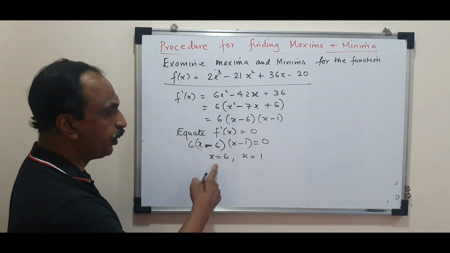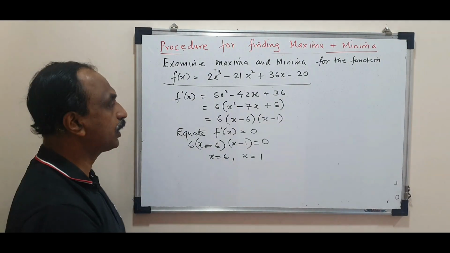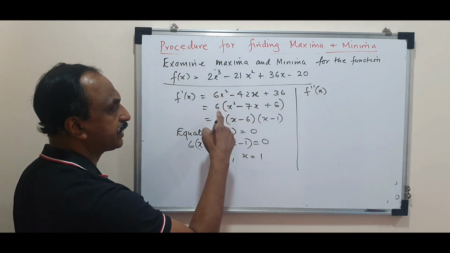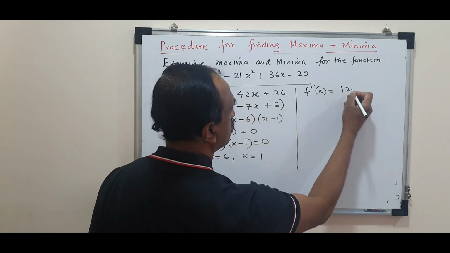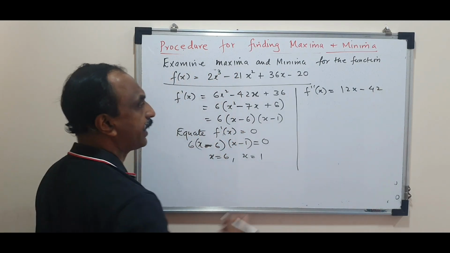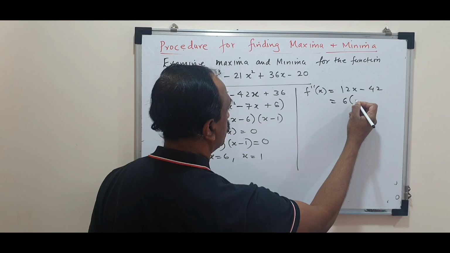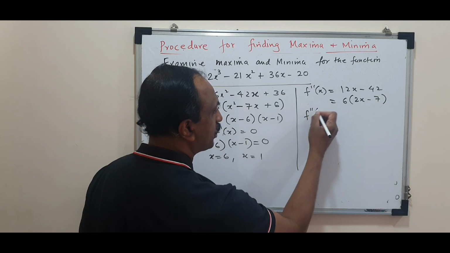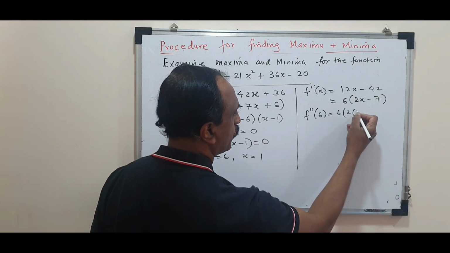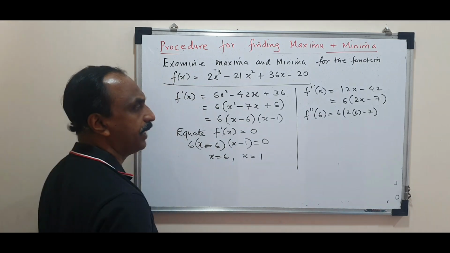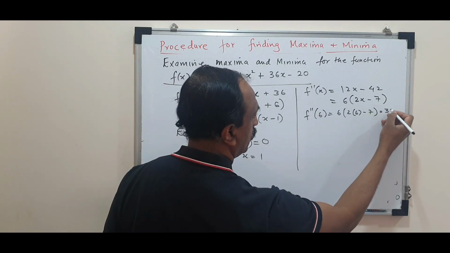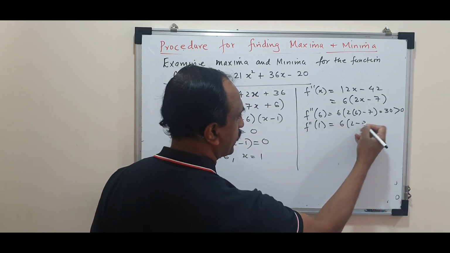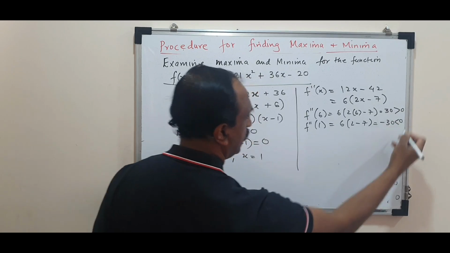Now we find out which is local maximum and which is local minimum, for which we calculate f double dash x. F double dash x is the derivative of this: 12x minus 42. If I take 6 common, it becomes 2x minus 7. Now I'll calculate f double dash of 6: 6 into 2 into 6 minus 7, that is 12 minus 7, that is 30, which is positive. F double dash of 1: 6 into 2 minus 7, that is minus 30, less than 0.